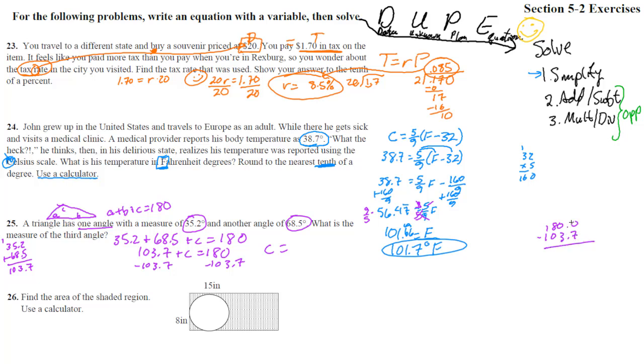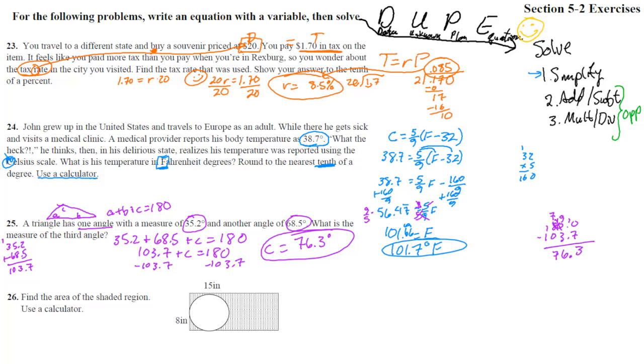0 minus 7 is too small. 0 minus 2, too small. There we go. Make that a 10, cancel it out, make it a 9. 10 minus 7 is 3. 9 minus 3 is 6. 7 minus 0 is 7. C is 76.3 degrees. That's the third angle in that triangle.